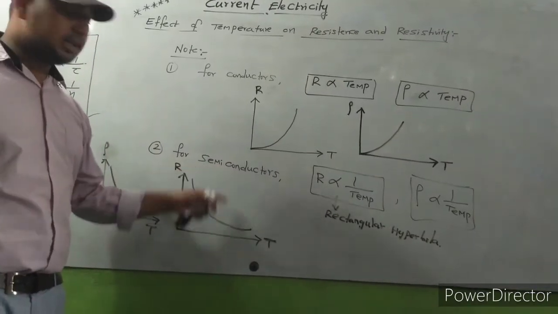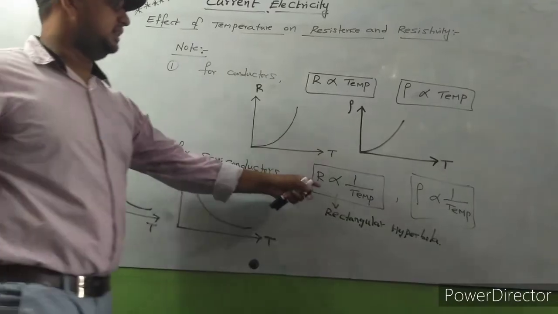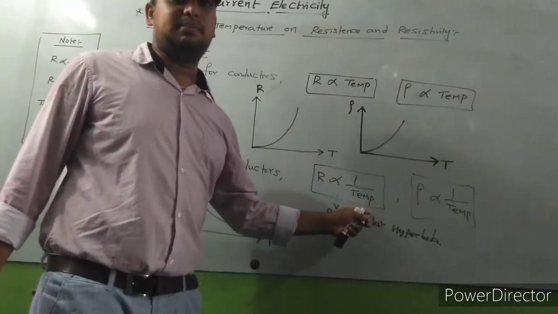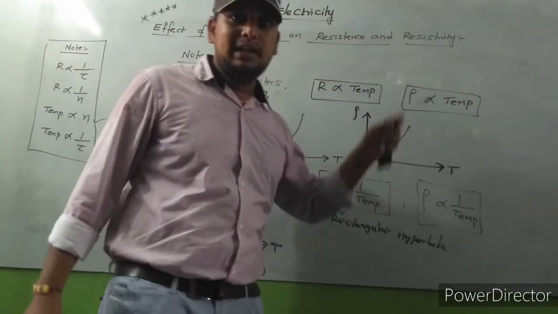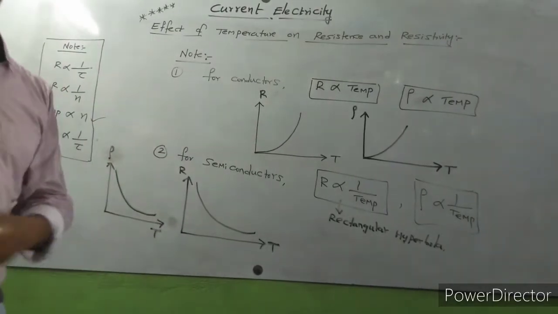For semiconductor the graph is like this. For conductor the graph is like this, and the relation is: for semiconductors, resistance is inversely proportional to temperature. For conductors, resistance is directly proportional to temperature. Next we will discuss alloys.